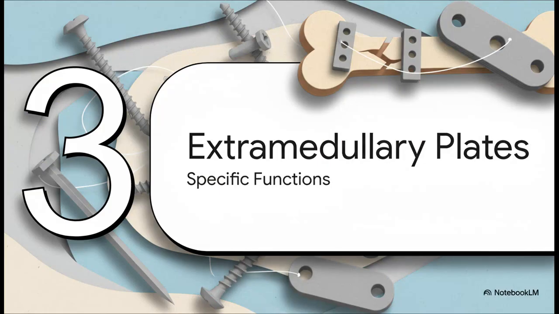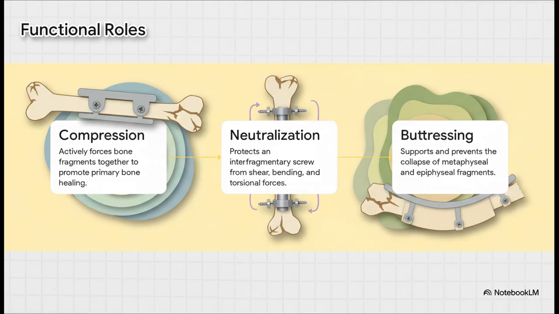All right, so that's the world inside the bone. Now, let's jump to the outside and take a closer look at extramedullary fixation. We're going to focus specifically on plate systems because they are definitely not one-trick ponies. They have very distinct biomechanical jobs to do. Yeah, it's a huge mistake to think of a plate as just a simple internal splint. Nope. These are sophisticated, highly engineered tools designed for three very different roles. They can provide active compression, they can neutralize disruptive forces, or they can act as a buttress to prevent collapse.